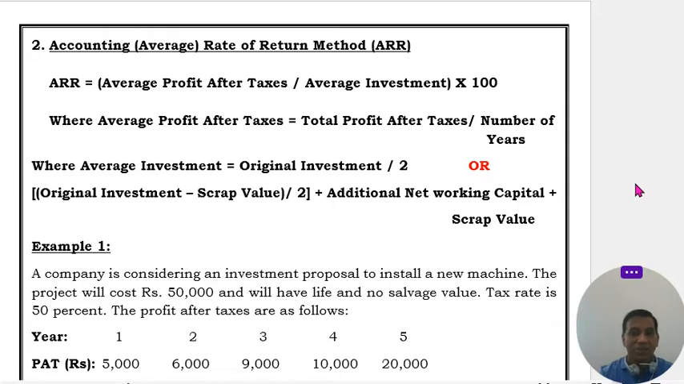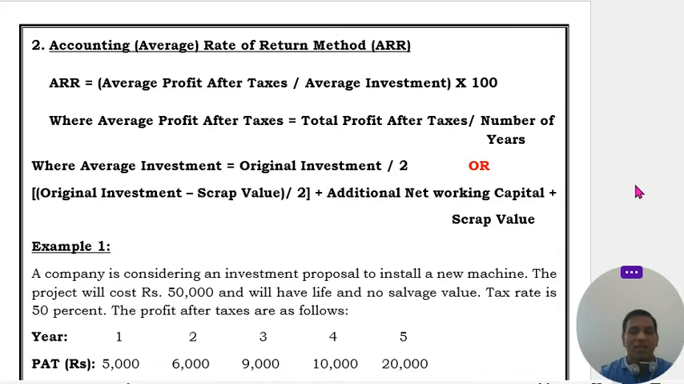But in the question, if information about scrap value or additional net working capital is available, then you have to use another formula. What is that? Average investment equals original investment minus scrap value, divided by 2, plus additional net working capital plus scrap value. These two values have to be added back to get the average investment. If these values are available in the question, we use this formula. If they are not available, then we use the simple formula, original investment divided by 2.